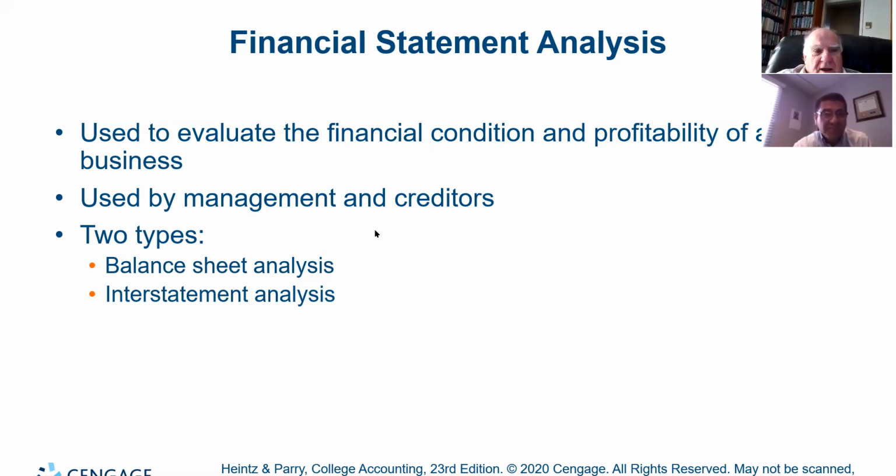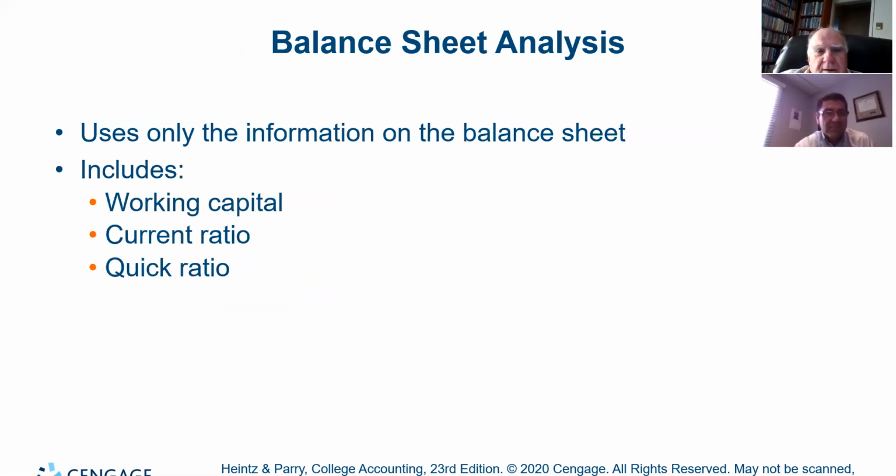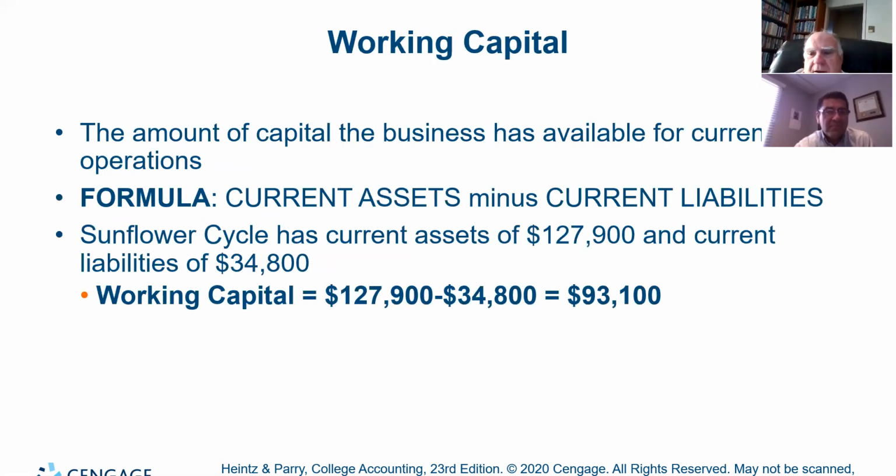Okay. Financial statement analysis. A lot of this analysis now is going to take two different statements and stick them together. Balance sheet analysis. Let's understand what these three things are: working capital, current ratio, and the quick ratio. Working capital is simply current assets minus current liabilities. Sunflower has 127 in current assets, 34.8 in current liabilities.